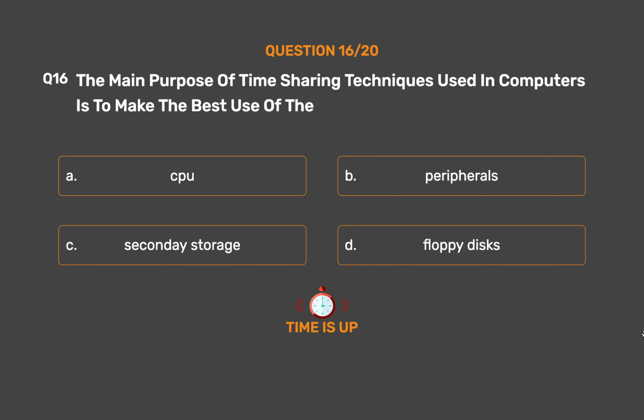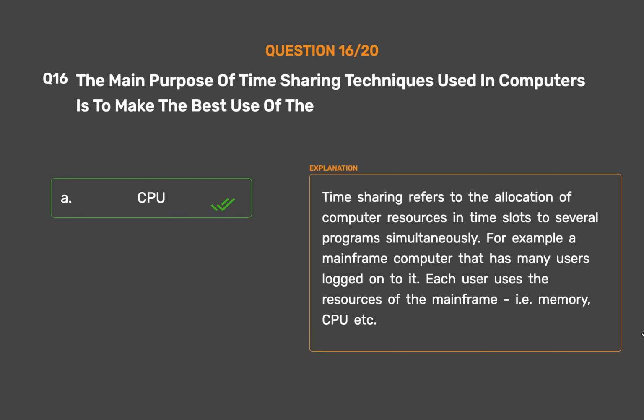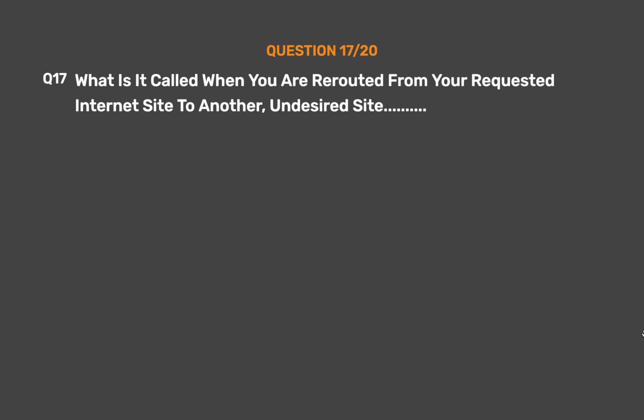The correct answer is option A, CPU. Time sharing refers to the allocation of computer resources and time slots to several programs simultaneously. For example, a mainframe computer that has many users logged onto it. Each user uses the resources of the mainframe, i.e. memory, CPU, etc.